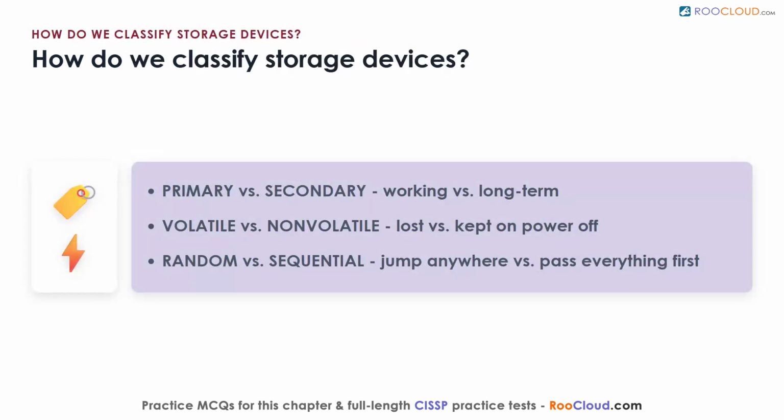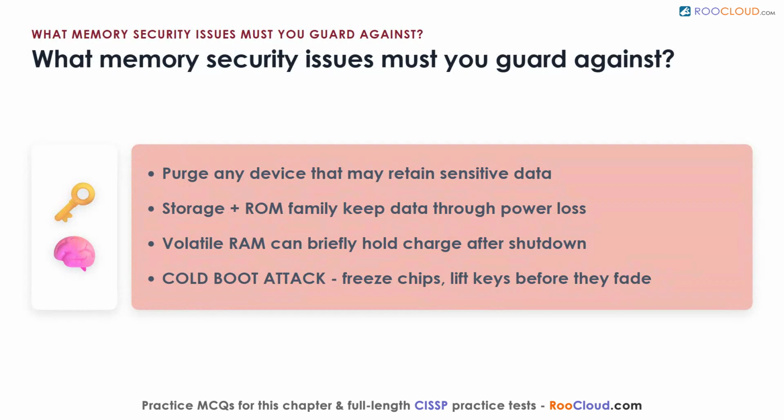How do we classify storage devices? Three simple contrasts capture it. Primary storage is the working memory kept close to the processor, while secondary storage is the long-term media like drives, tapes, and disks. Volatile devices lose their contents when power is cut, while non-volatile ones retain data through a power loss. And random access media let you jump straight to any location by address, while sequential media, like a magnetic tape, force you to pass everything before the spot you want. Think of the difference between flipping straight to any page in a book versus fast-forwarding through a cassette to reach one song.